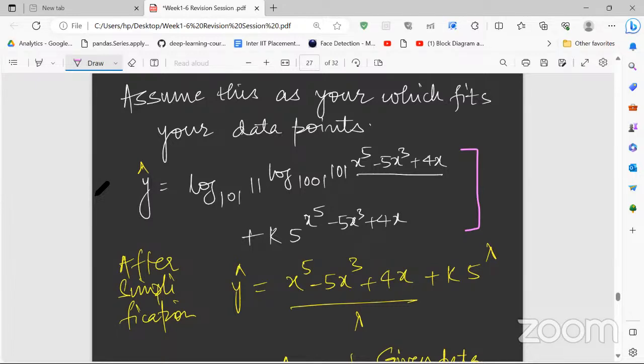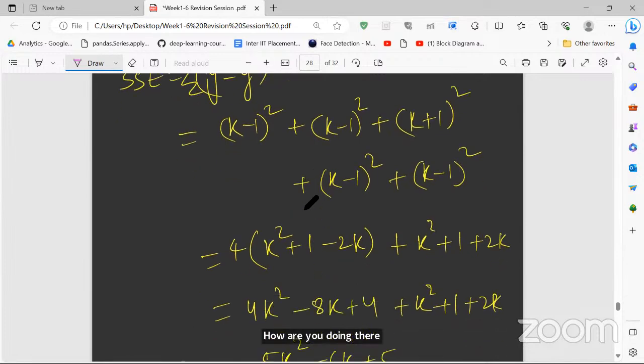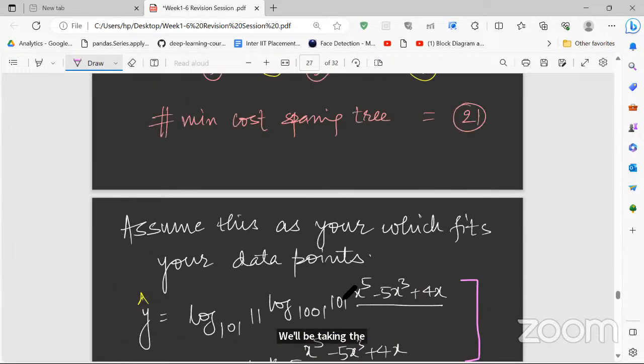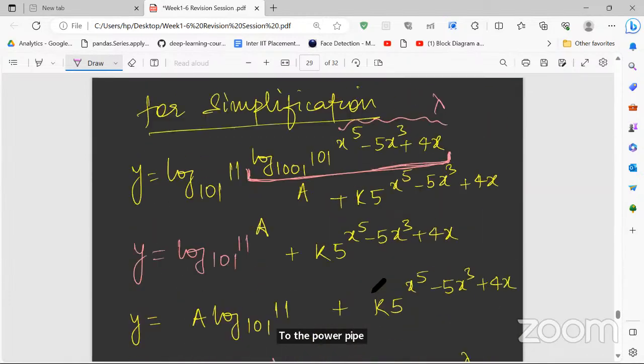Sir, log a to the power log a is, o to the power m equals n. How will you first simplify? We'll be taking the common term as some variable and then simplifying. Which term? X to the power 5 minus 5x cubed plus 4x. Yes, this will be taken as some a or some other variable. Okay, you can take it as a.